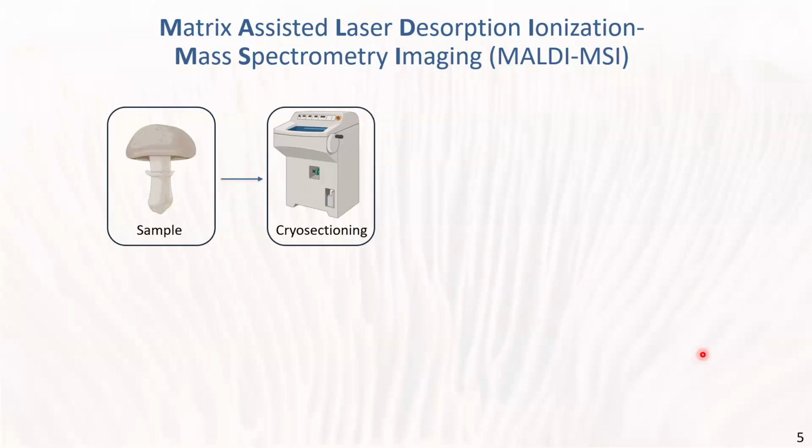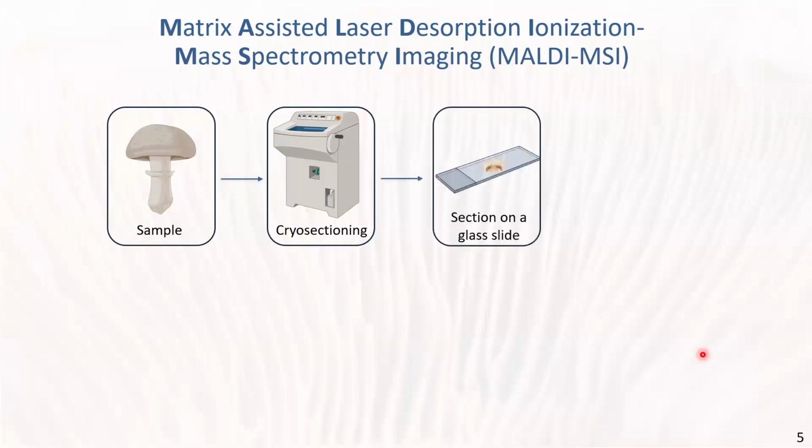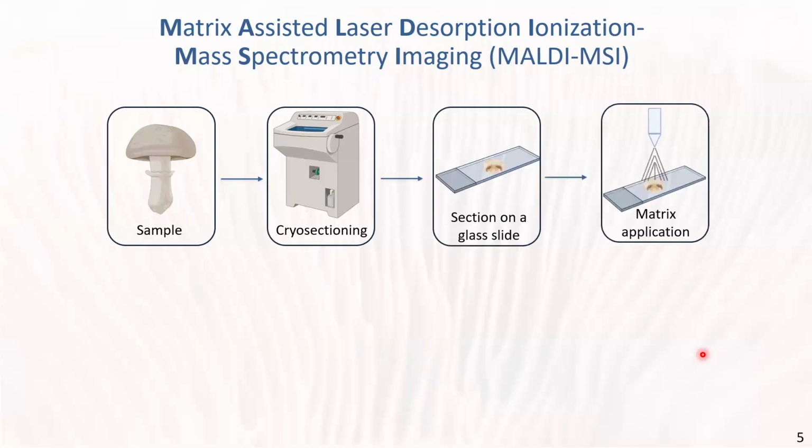But in my case, mushrooms have 90% water, so it was difficult to make thin sections, and I could reach 17 micrometers. So we mount the section on a glass slide, and then we spray or sublimate a matrix on it. Matrix is a chemical compound which we dissolve in a solvent, and the solvent can be polar or non-polar, considering the target compounds.